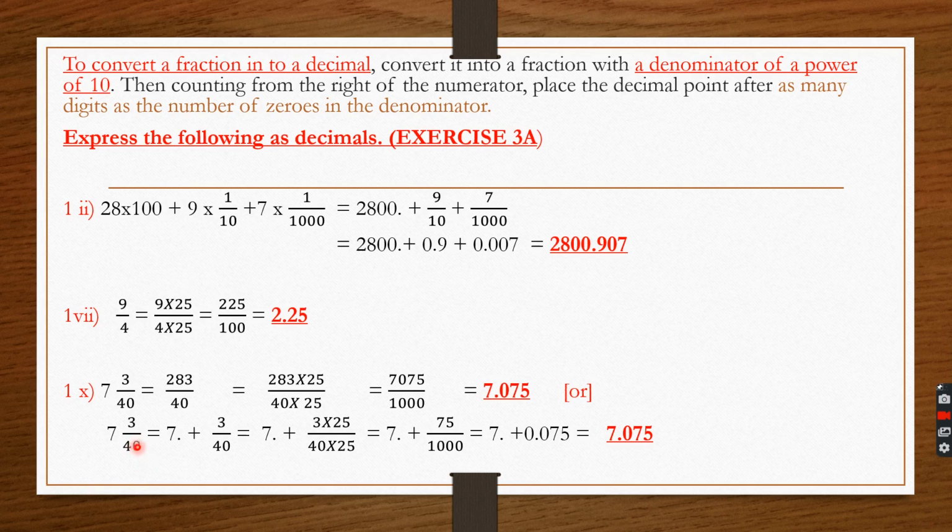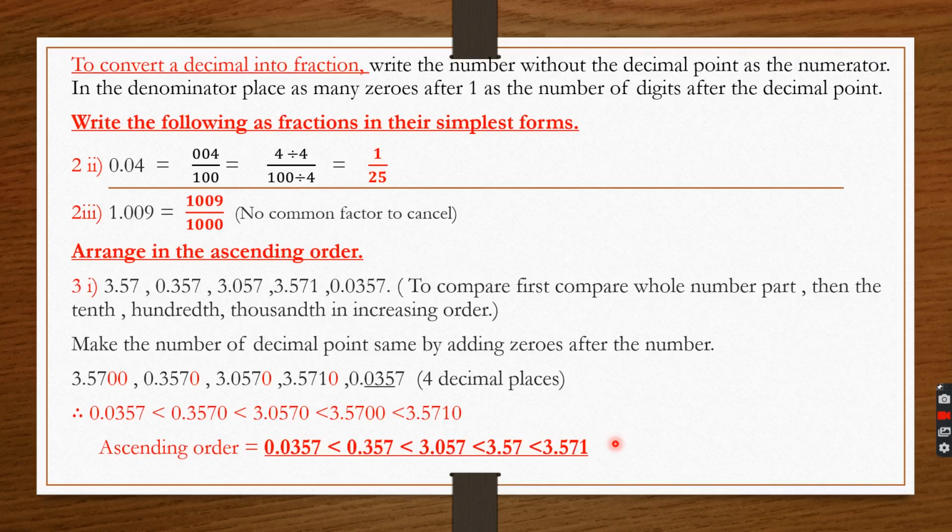Next one, the same question can be done in another method also. After 7 put a decimal, then convert 3 by 40 into a decimal number. 3 by 40 can be converted into a decimal form by making the denominator a multiple of 10. That multiple of 10 will become 1000 here. Then 75 by 1000, it will become 7 plus 0.075, that is 7.075. We can do any of these two methods. Both methods are correct.